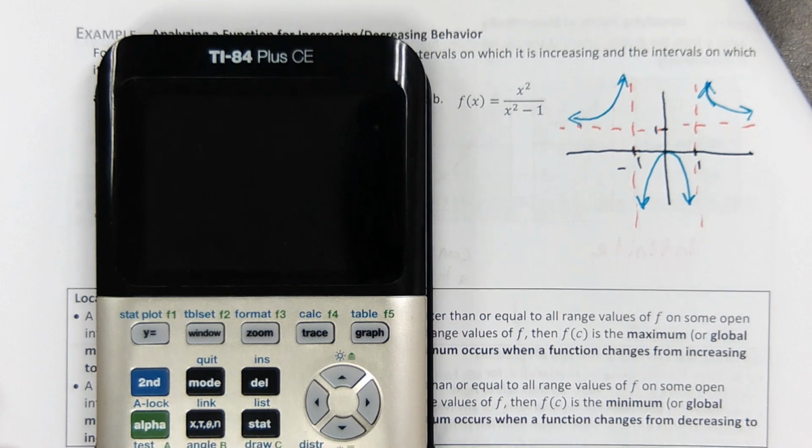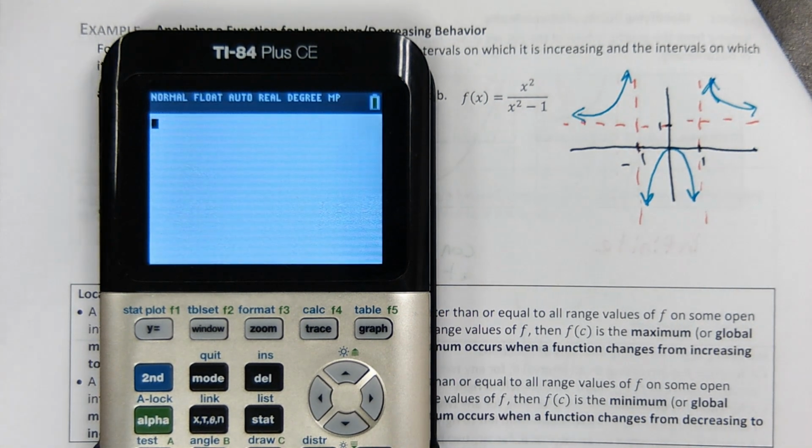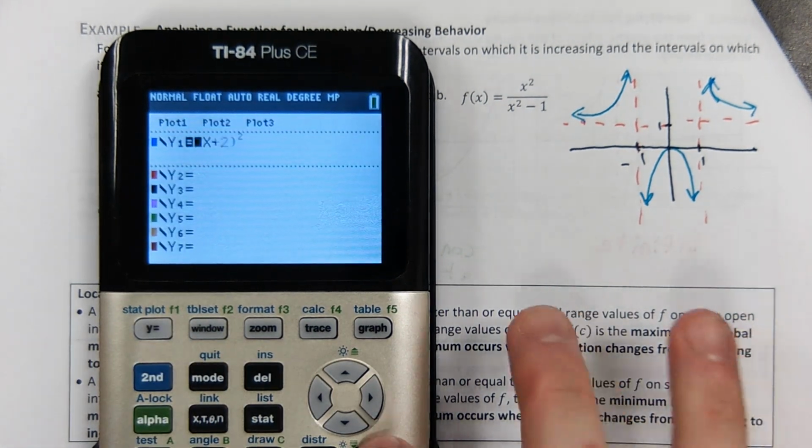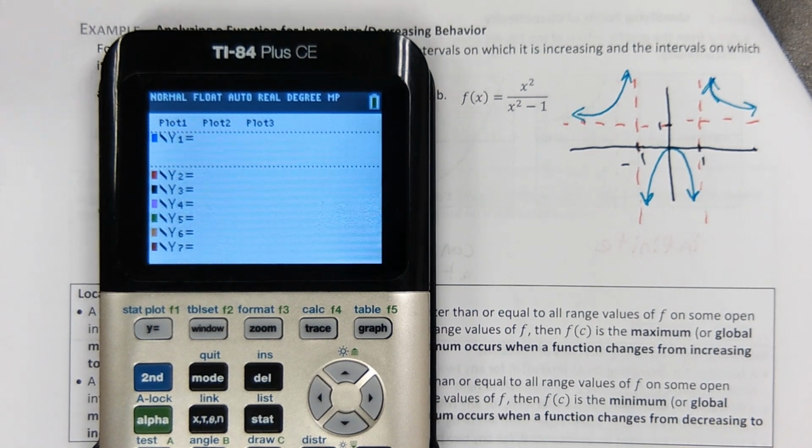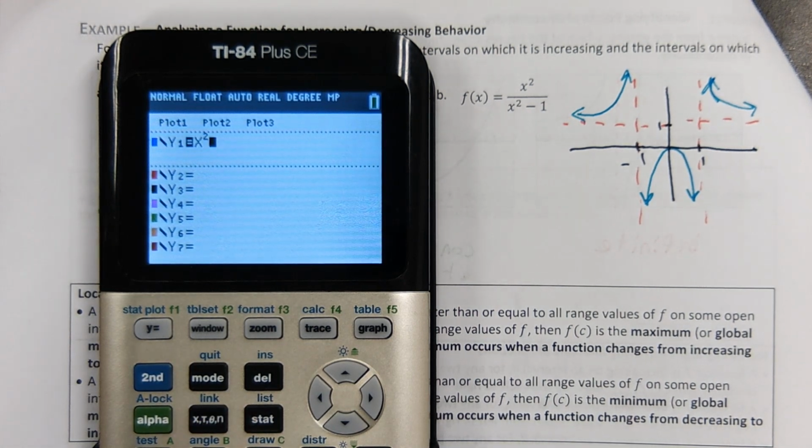Let's get on the graphing calculator. Go to y equals. I'm going to clear that graph. Now, because I am using an 84 plus, I can do stacked fractions. If you're not using an 84 plus, when you type your denominator, you need to wrap the entire denominator in parentheses. I'll show you what that looks like.